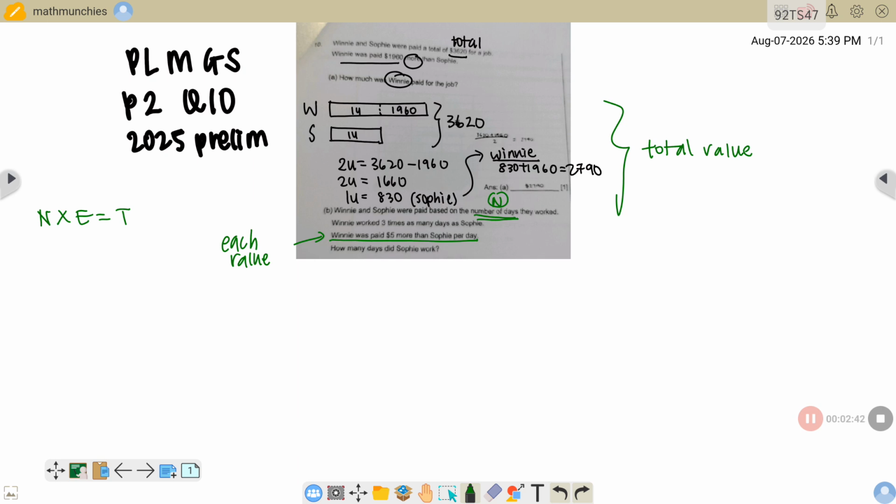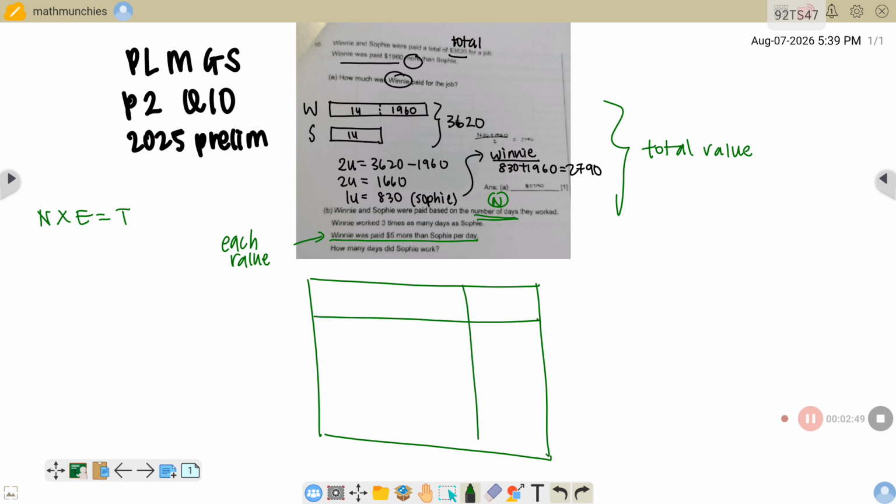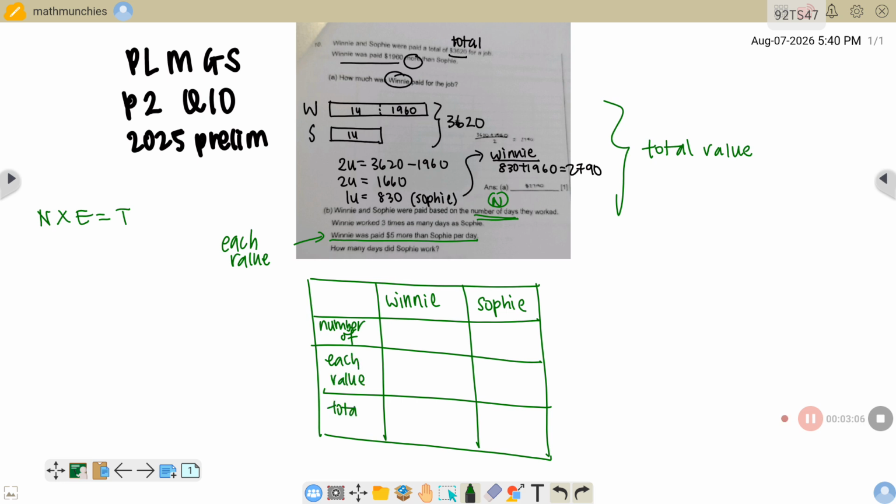So I can start drawing my table already. I have Winnie and Sophie, then I have the number of days, the each value, and the total value. So you all know that N times E is equal to T, correct? That's what we went through in the grouping concept.